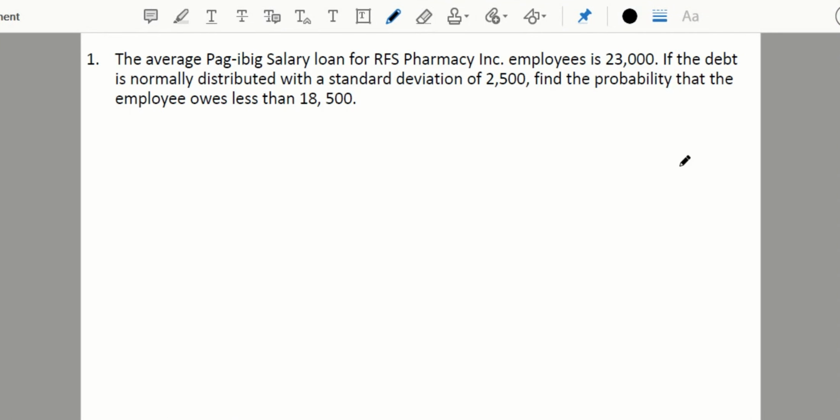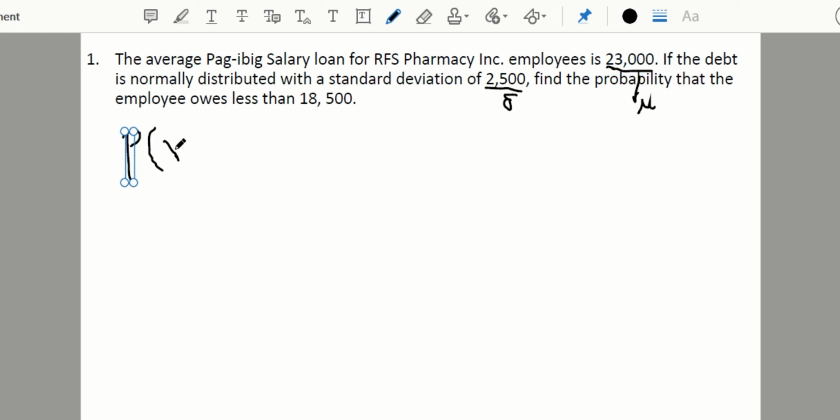So problem number 1. The average salary or Pag-IBIG salary loan for RFS Pharmacy Incorporated employees is 23,000 pesos. So meaning this is our population mean. If the debt is normally distributed with a standard deviation of 2,500, so this is the population standard deviation, find the probability that the employee owes less than 18,500.